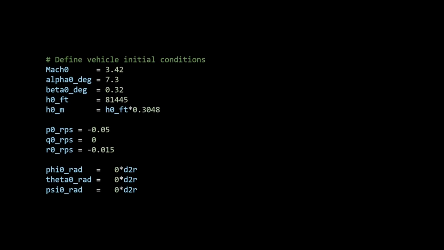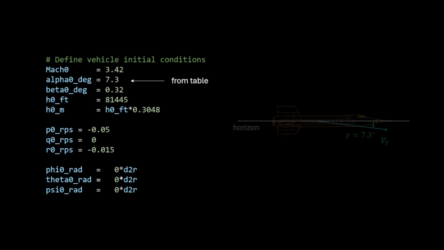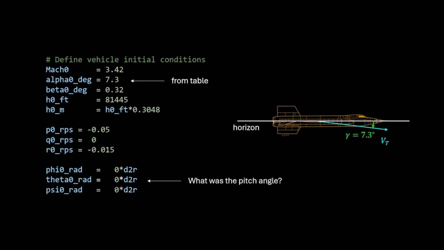Here's an excerpt of the sim.config file where the initial condition data is provided. Now, angle of attack is 7.3 degrees. This gives the aircraft as shown in the longitudinal state. But what about pitch angle? Was the aircraft flying parallel to the horizon as shown?